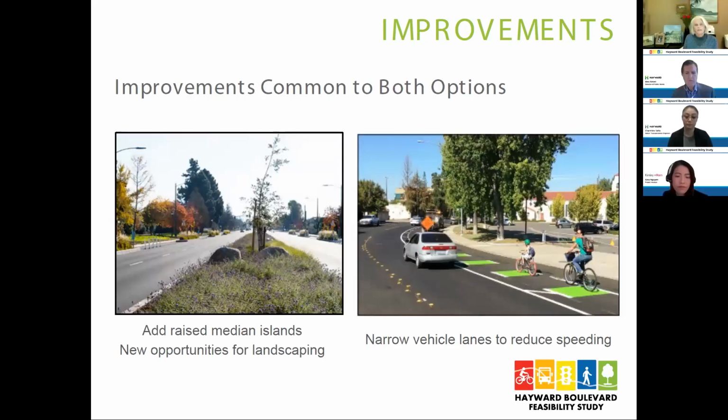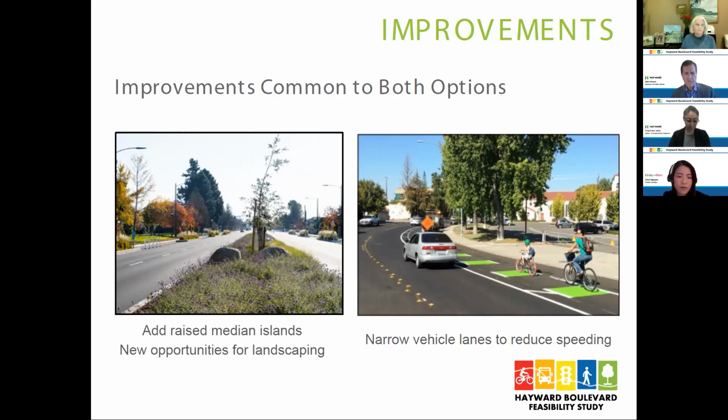Okay, so the next thing I'll do is walk through some of the improvements that are common to both options and basically throughout the corridor. So these are improvements that we have recommended regardless of the option, and just a little more description about what they are. So the image on the left is raised medians or new opportunities for landscaping. We mentioned it doesn't have to be in the median, it can be on the side of the street as well.